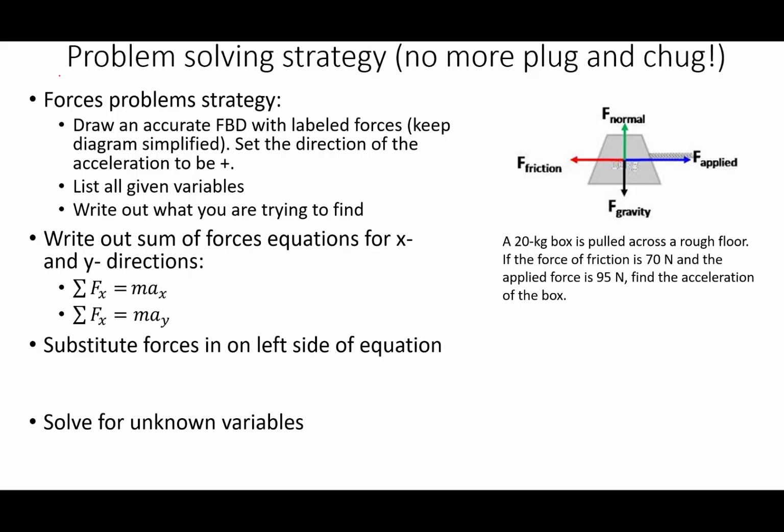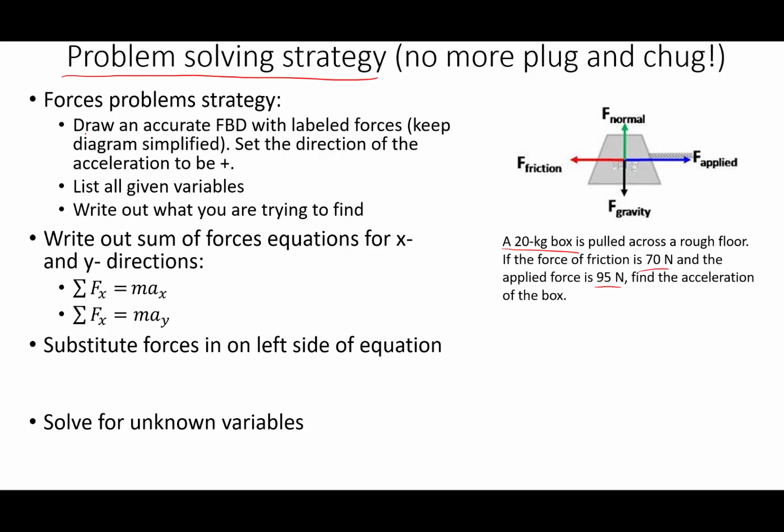This is going to be our problem-solving strategy when we're dealing with forces problems. We're going to use free body diagrams and Newton's second law to figure out accelerations, forces, etc., and basically all of our unknowns. So here we have a situation to the right. A 20-kilogram box is pulled across a rough floor. If the force of friction is 70 newtons and the applied force is 95 newtons, find the acceleration of the box. We're not going to worry about the numbers just yet, but we will later.